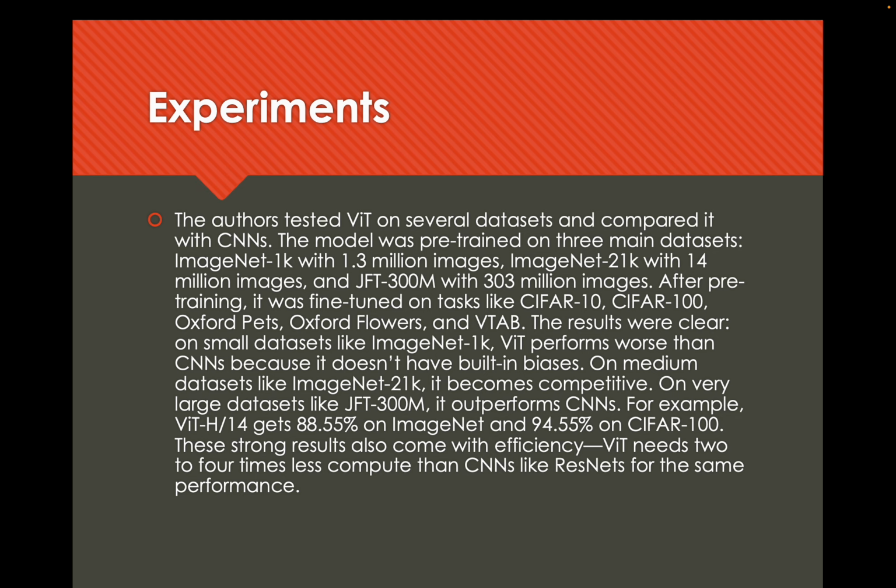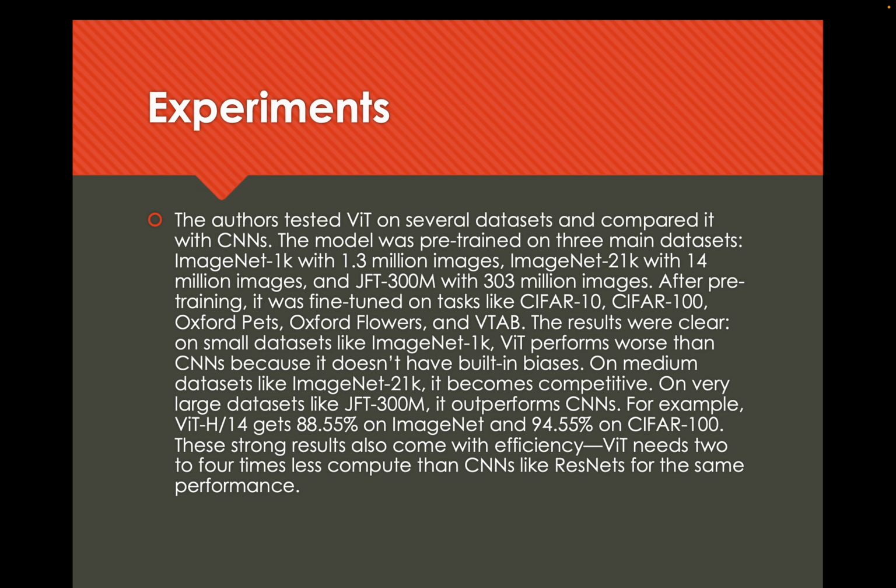The model was pre-trained on three main datasets: ImageNet 1K with 1.3 million images, ImageNet 21K with 14 million images, and JFT 300M with 303 million images. After training, it was fine-tuned on tasks like CIFAR-10, CIFAR-100, Oxford Pets, Oxford Flowers, and VTAB.